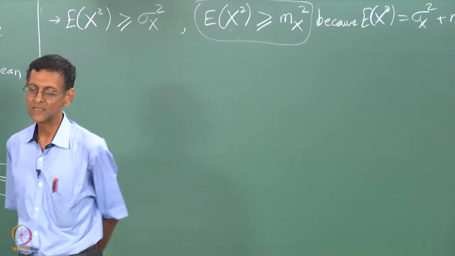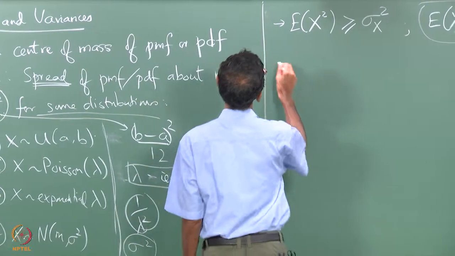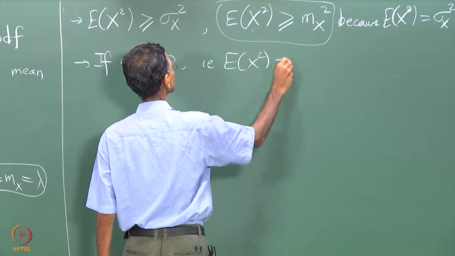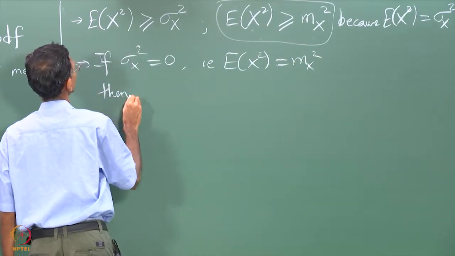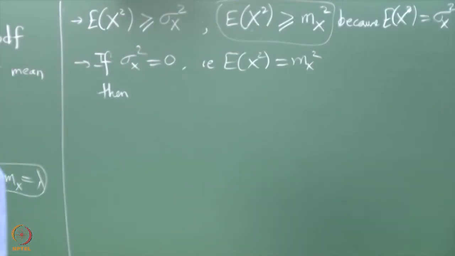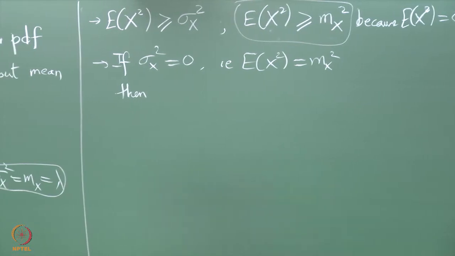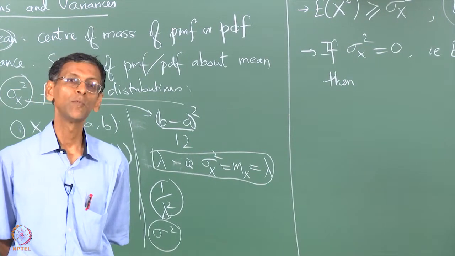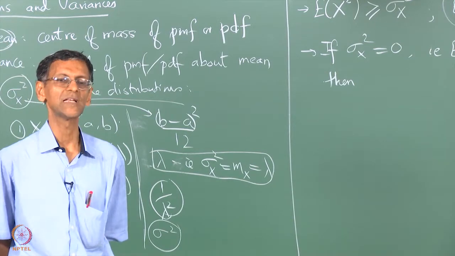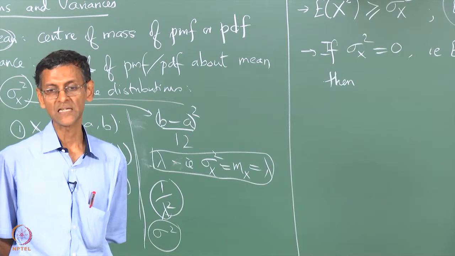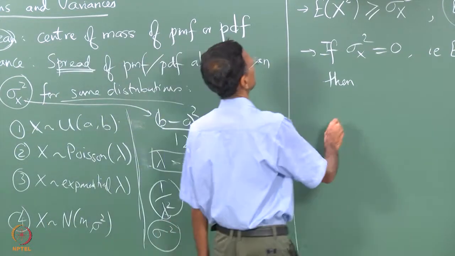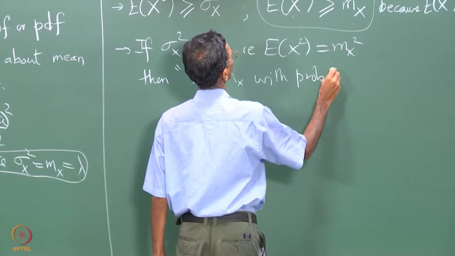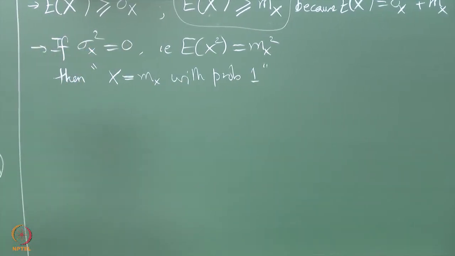Supposing they are equal, in other words, you get this with equality. What does this mean? Or supposing you take a limiting case of sigma x squared becoming very, very small. All the probability is concentrated at one point. In fact, the randomness keeps reducing. There is no spread in the PDF in the limit as sigma x squared goes to 0. So you can say, as a probabilistic statement, that x will be equal to mx with probability 1. That is, the probability that x is equal to mx is unity.